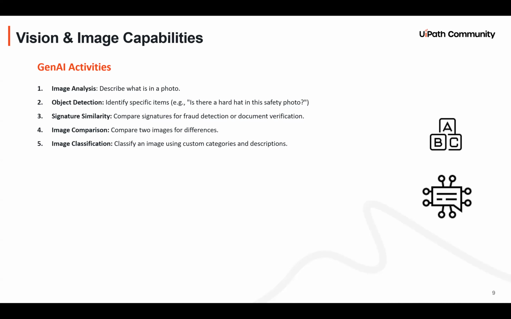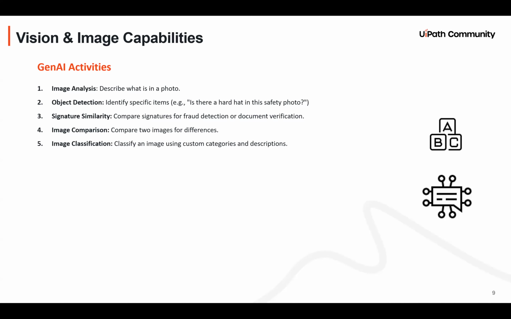Then object detection. Here we define the object we need to identify from the particular images, and we can ask the LLM questions as well, like, is there a hard hat in this safety photo? In real-time scenarios, it could be whether employees are wearing their badges in every area of the office or not, or whether the fire safety equipment is in the right place or not, or any other scenario where we need to detect objects from images. In that scenario we can use this activity.